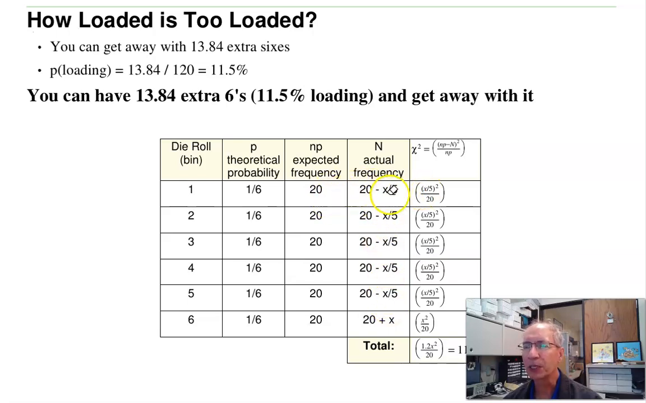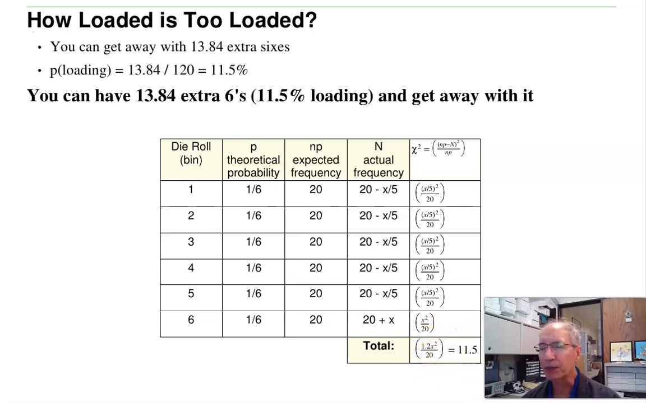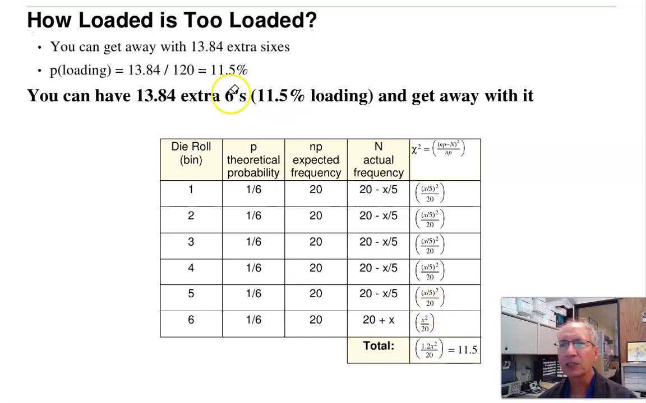Take the difference squared, divide by 20, difference squared, divide by 20, difference squared, divide by 20. Add them all up. I get 1.2x squared over 20 is 11.5. Solve for x, I get 13.84. So that means you can have an extra 13.84 sixes, or 11% loading, and get away with it.